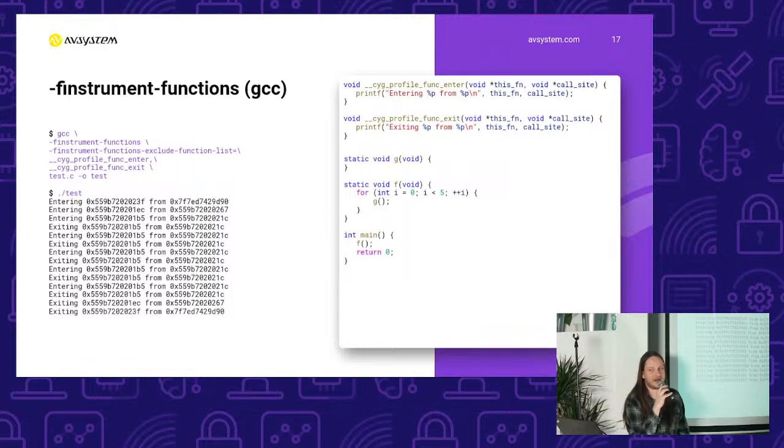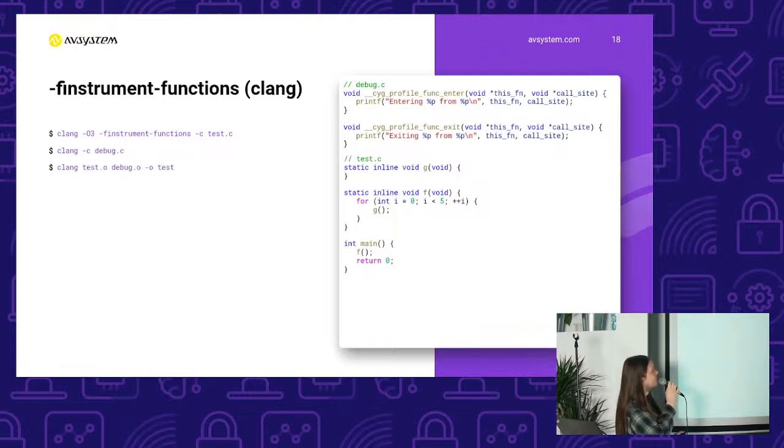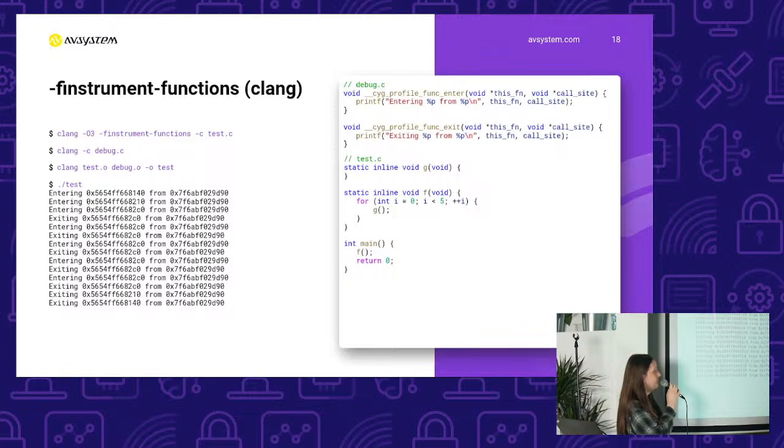You can see where the code is being executed. If you have synchronous output on the serial port, for example, you can also see what is the last function that is being executed, which can be really helpful. This also works on Clang. However, on Clang, you need to put those two functions in a separate translation unit, because there is no exclude list, so we need to compile that separately without the -finstrument-functions flag, but otherwise it works the same.